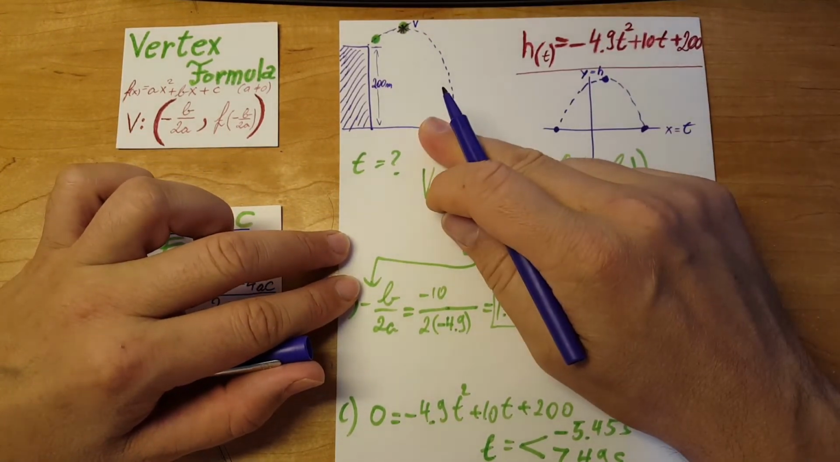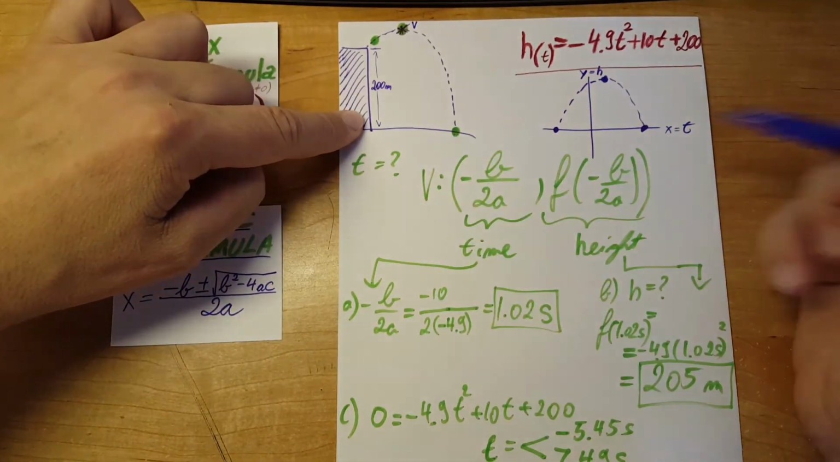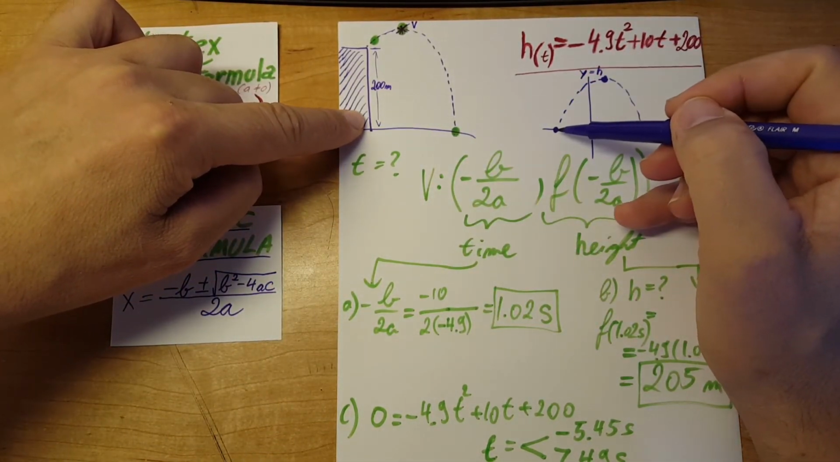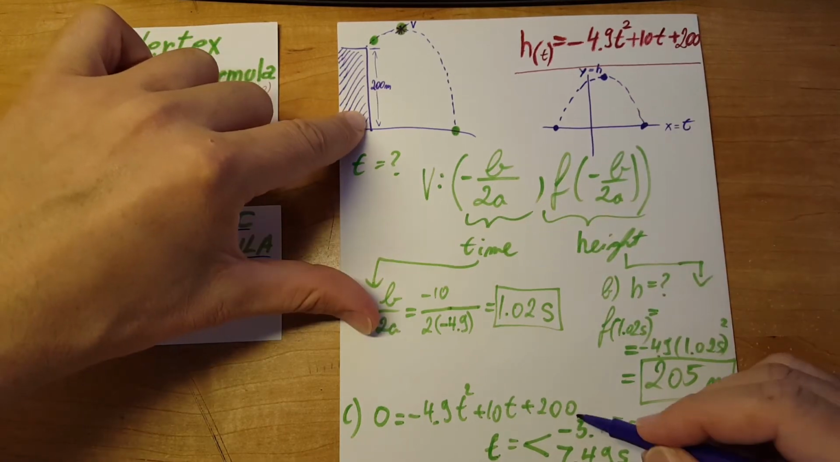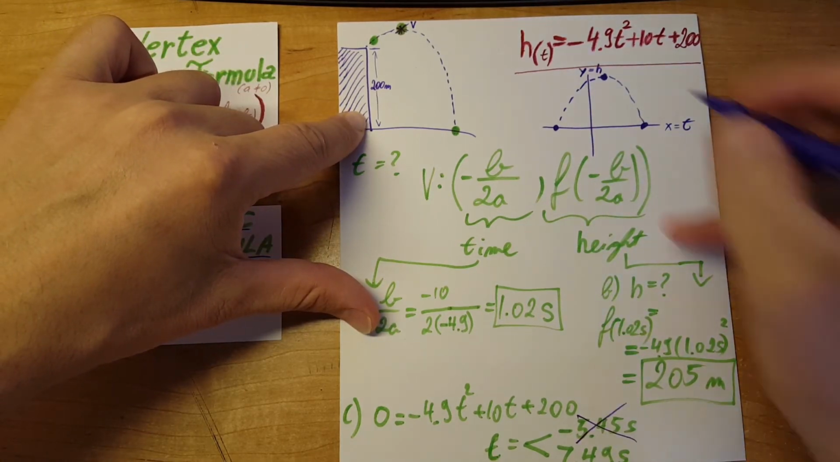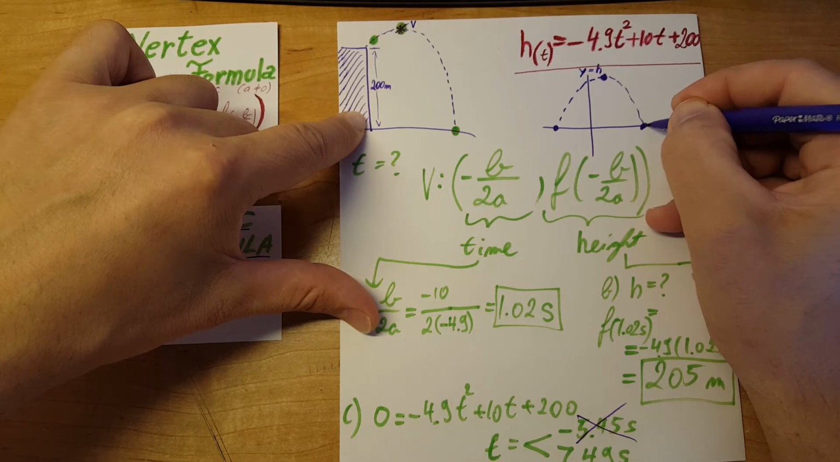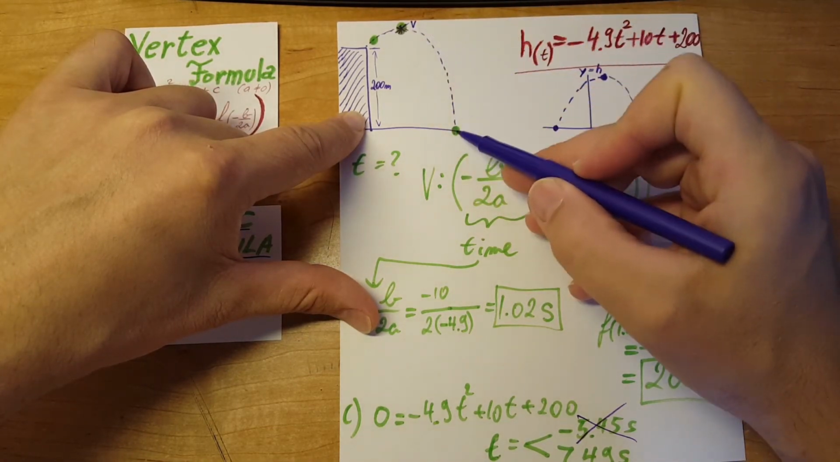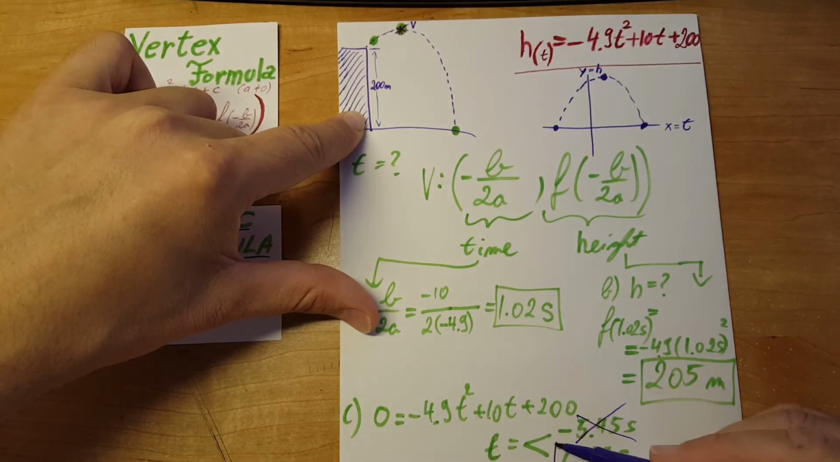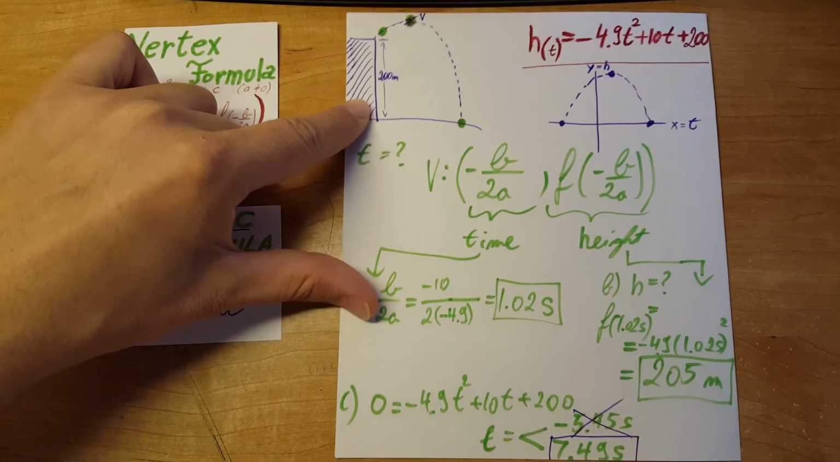But in the physical world, we know that there's no such thing as negative time, so therefore we're gonna simply disregard this one, and we know that the time that it will take for the projectile to reach the ground is right here, 7.49 seconds.